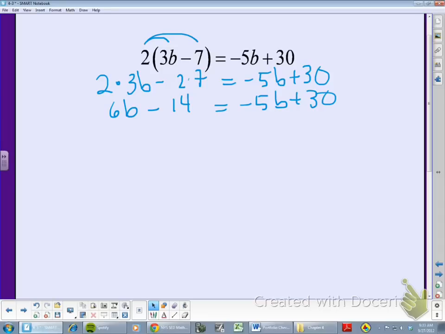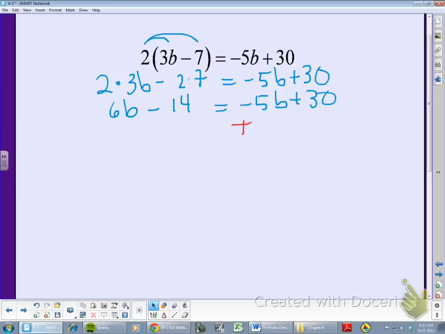Now, again, I like to start working with a variable. Maybe you don't like to do that, so you can do something a little different. You can add 14 to both sides. You could subtract 30 from both sides. You could add 5b to both sides, or you could subtract 6b after. You could only subtract 6b after you change that side to addition. So if you really are into doing that, then you can go ahead and do that.